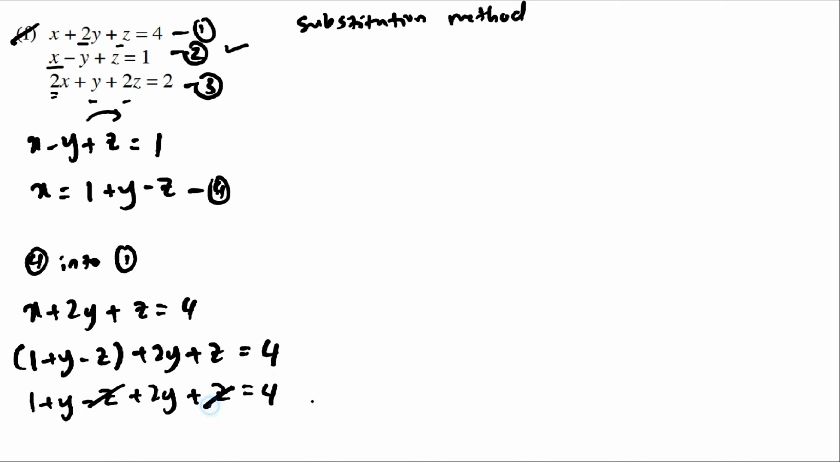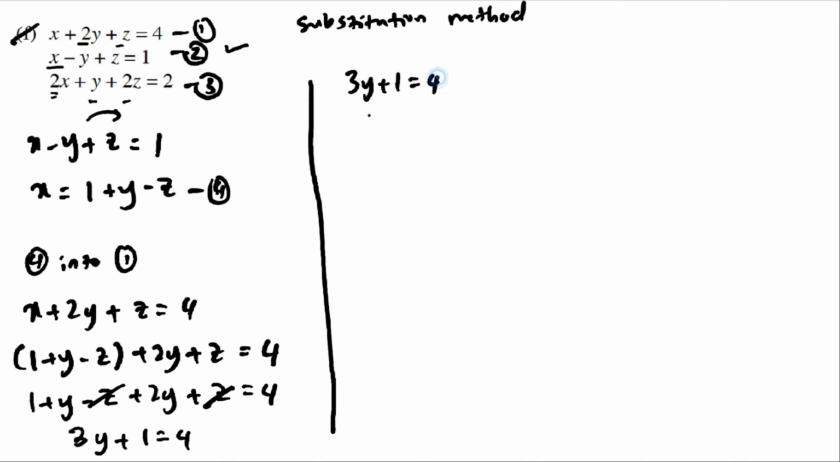Negative z and positive z can be cancelled out. So here y plus 2y is 3y. We have plus 1 is equal to 4. 3y plus 1 is equal to 4. 3y is equal to 4, you bring 1 to the other side, it becomes negative 1. 3y is equal to 3. y is equal to 3 divided by 3. You see here in front of y, which is equal to 1. So this one is the 6th one.